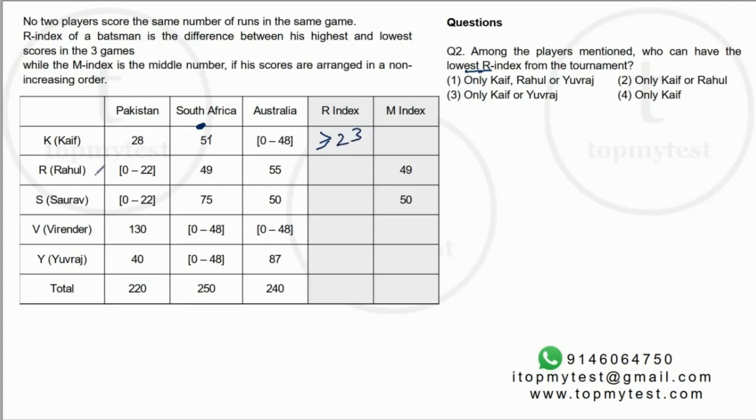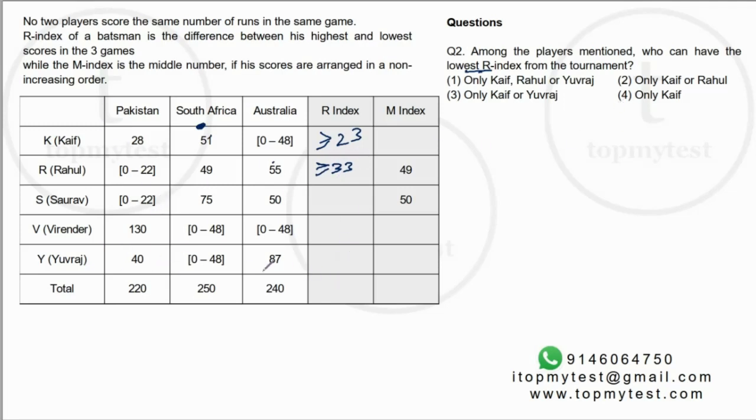Okay, let's look at Rahul. Rahul, again, the highest will be 55, 55 minus 0, 55. Lowest will be 55 minus 22, that's 33. So his R index can be greater than or equal to 33.